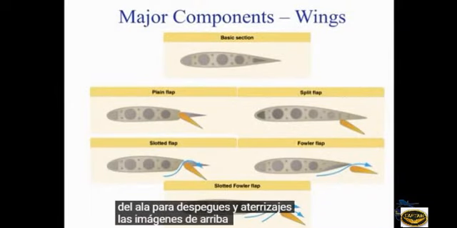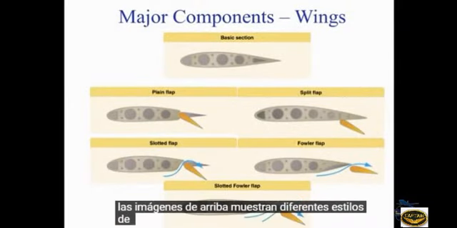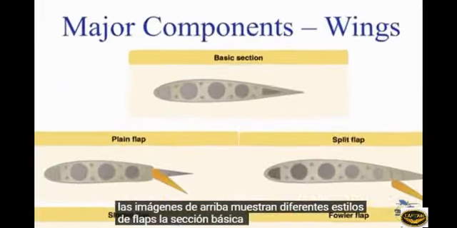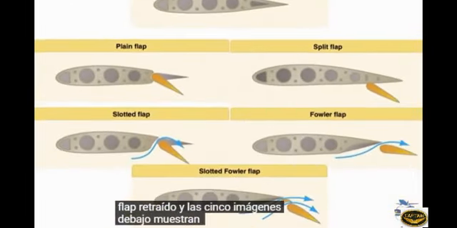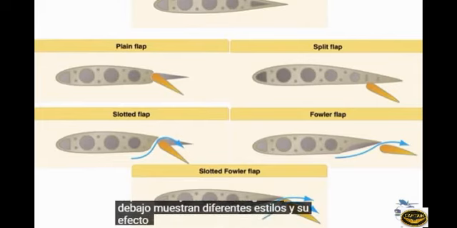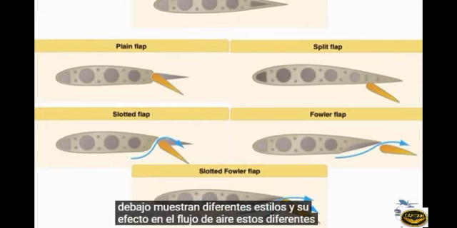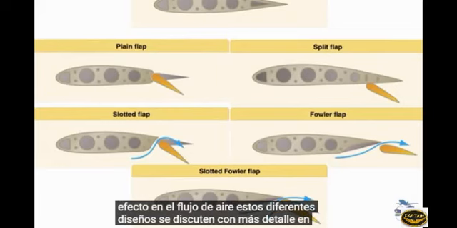The pictures above show different styles of flaps. The basic section shows a retracted flap, and the 5 pictures below it show different styles and their effect on airflow. These different designs are discussed in more detail in the flight controls lesson.